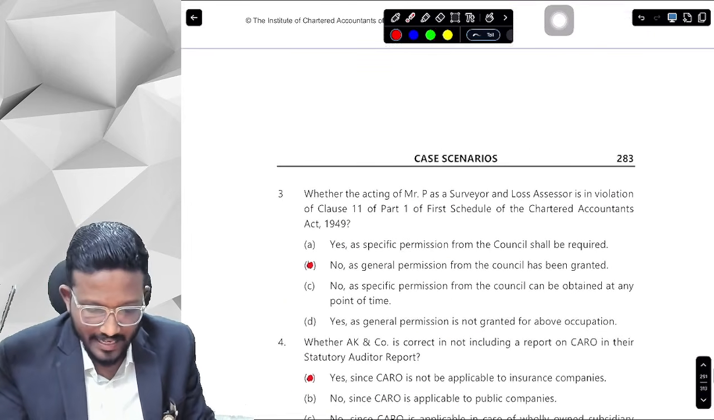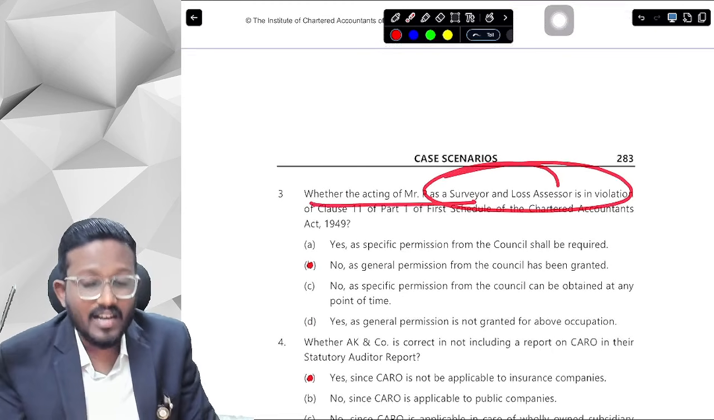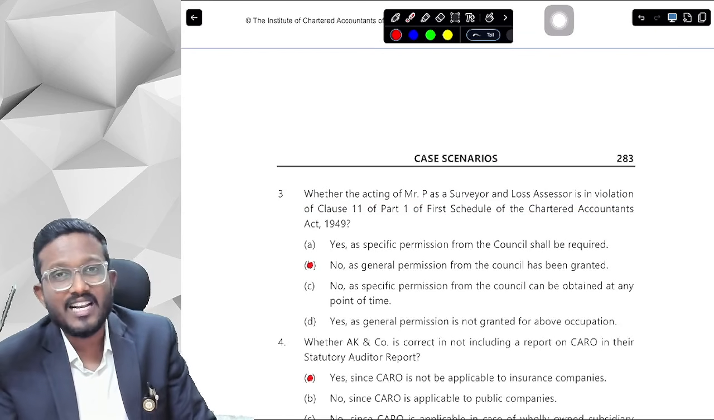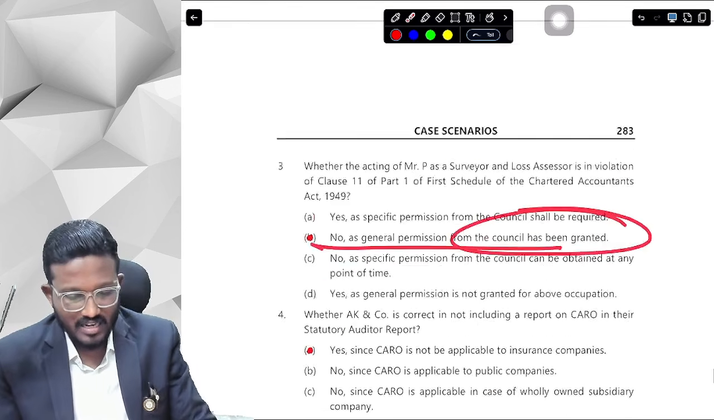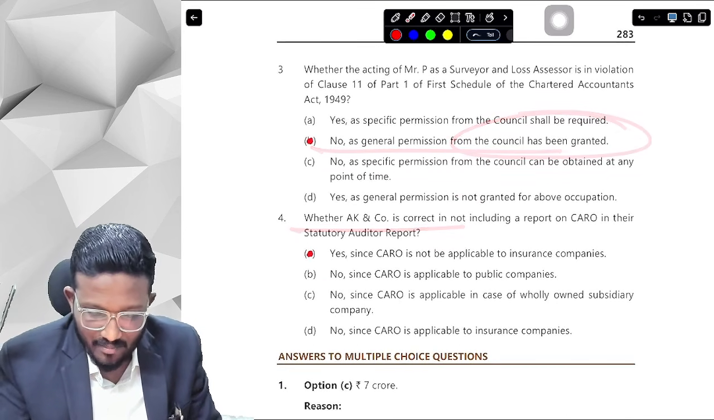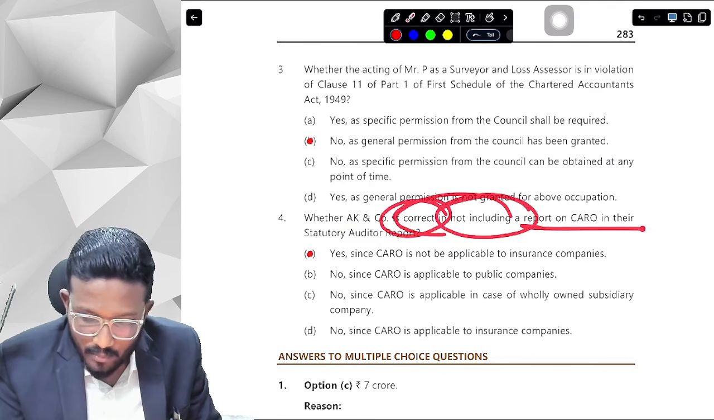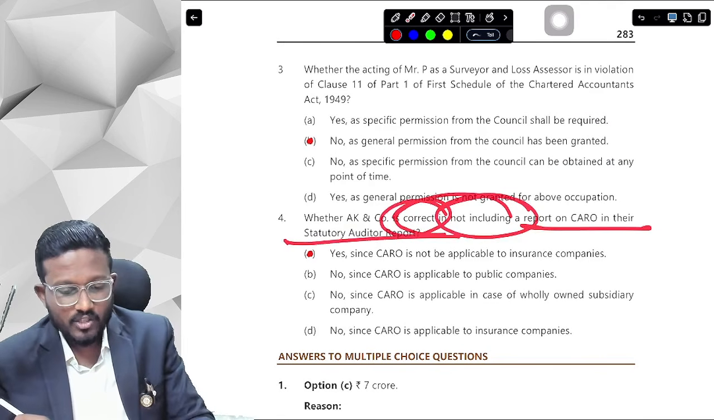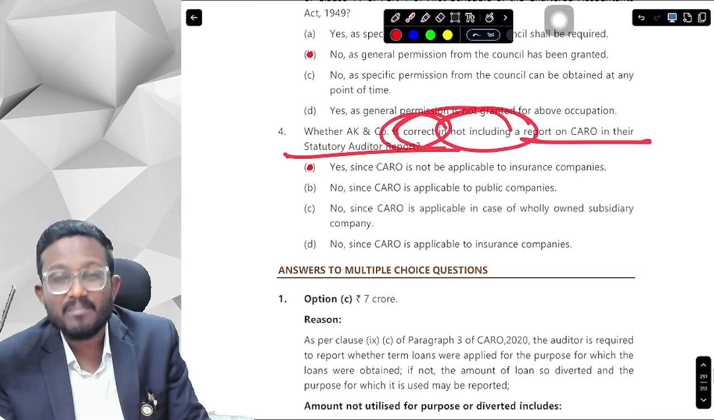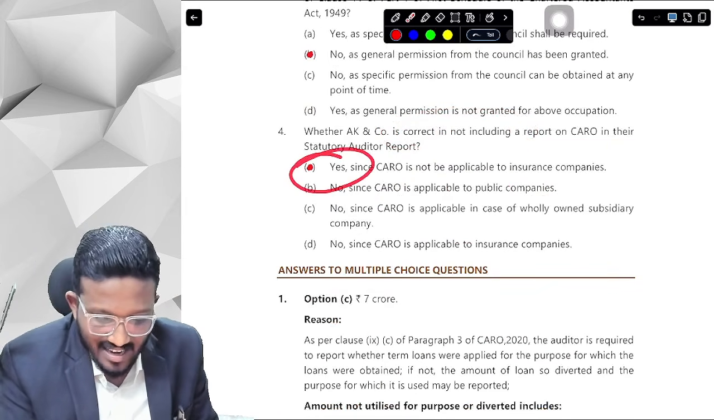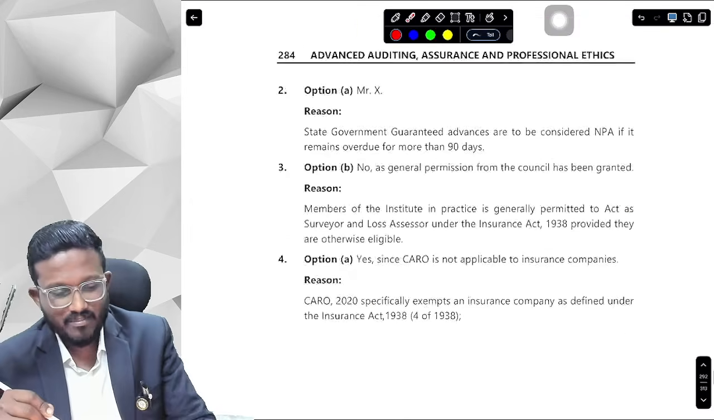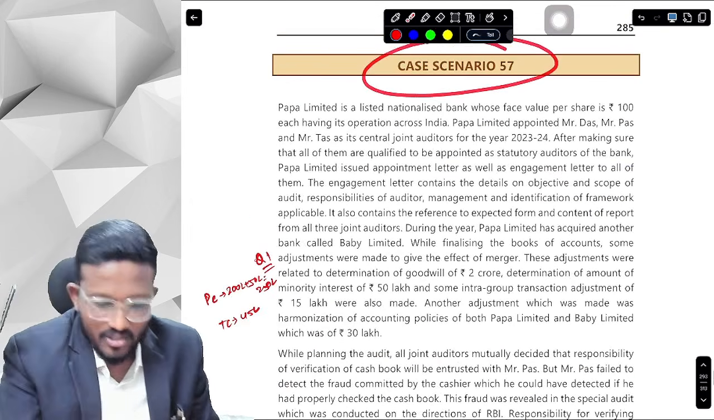Next, whether we are acting as a surveyor and loss assessor in violation of clause 11. No sir, surveyor and loss assessor is generally permitted, so it is not a violation. Next, whether AKN company is correct in not including a report on CARO in their statutory auditor report. AKN company is an insurance company. CARO 2020 is not applicable to insurance companies, so yes, we are correct. Okay, yes sir, this was your case scenario number 56.